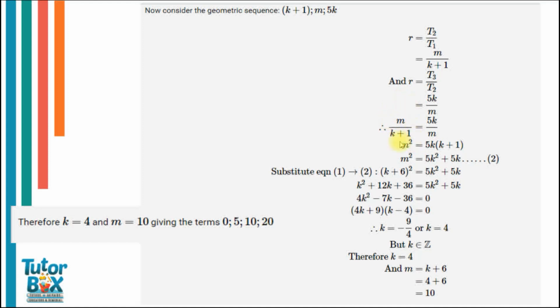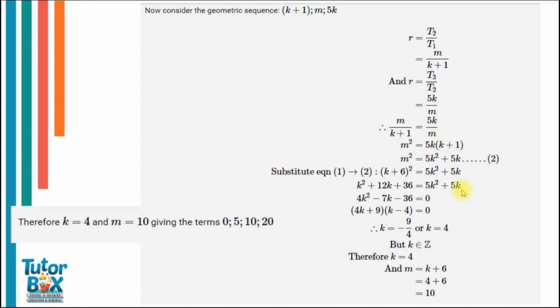Guys, you can only cross multiply if you have one term equal to another term. That's when you can only do that. But if you have maybe 3 terms, 4 terms, you can't do that. Okay, so m times m is m squared, equal to 5k times k plus 1. Okay, so m squared is equal to 5k squared plus 5k. I just expanded this part, right?